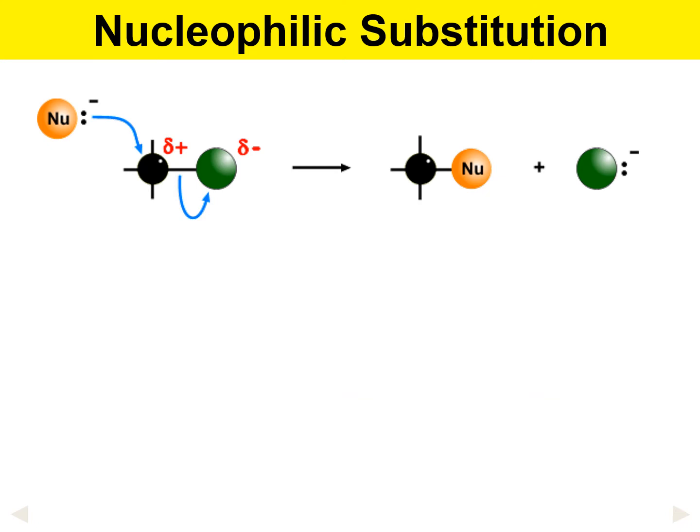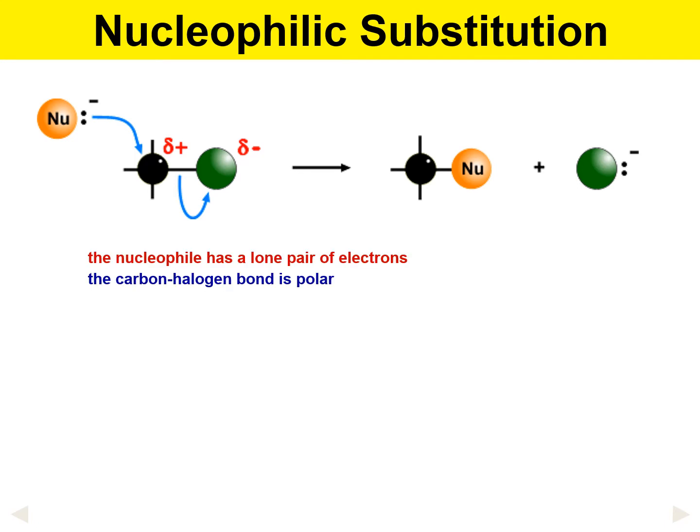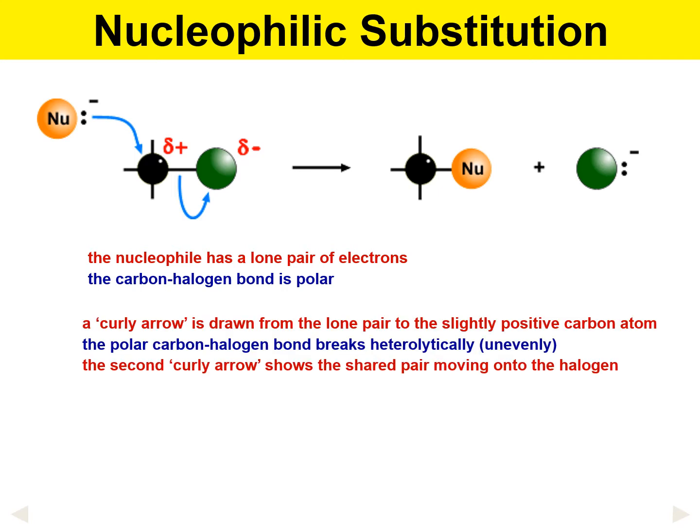In this topic, we are going to study a new mechanism, nucleophilic substitution. If you look at the diagram that has been drawn, you can see again you have dipoles, curly arrows, and full negative charges. In the first stage, the nucleophile has a lone pair of electrons, and the carbon-halogen bond has a delta positive and a delta negative assigned to it to show that it is a polar bond. The curly arrow is drawn from the lone pair to the slightly positive carbon atom, and the second curly arrow shows the shared pair moving on to the halogen.